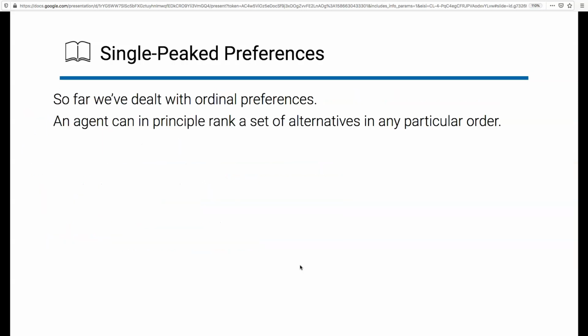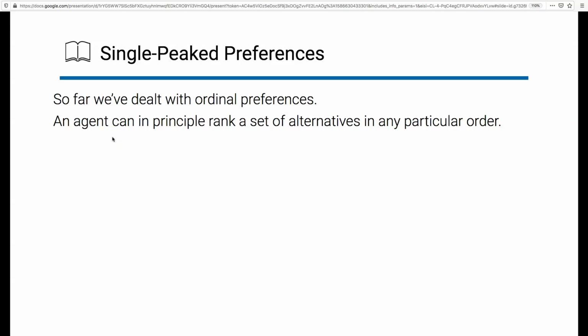And the general framework that we've dealt with considered any kind of original preferences that you can imagine. So in principle, an agent can rank a set of alternatives in any particular order. And because we want a rule that generates a ranking that satisfies all the conditions, no matter what the original agent's preferences are, sometimes agents can have such distinct preferences that no rule works great. And that is the essence of the impossibility theorem.